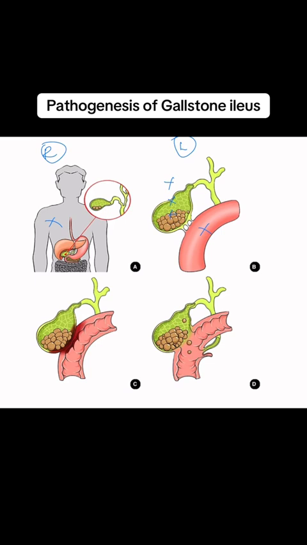And here, down here for picture C, you can see the gallbladder, some sort of inflammation happening here. You can see a lot of stones there. And here you can see for picture D, completion of the fistula, an abnormal connection between the gallbladder and the enteric system.